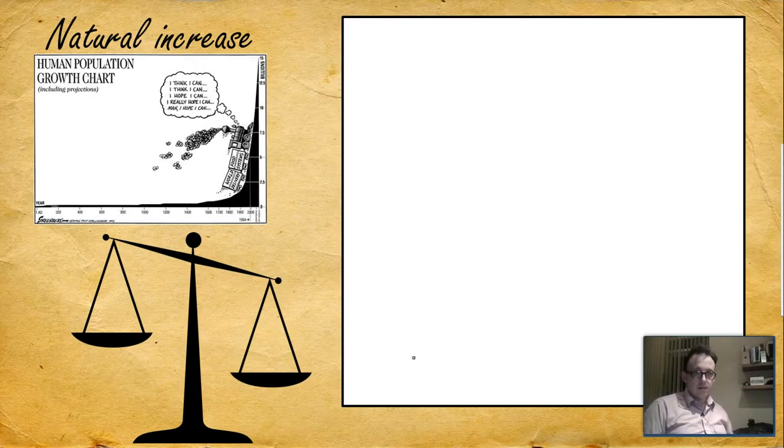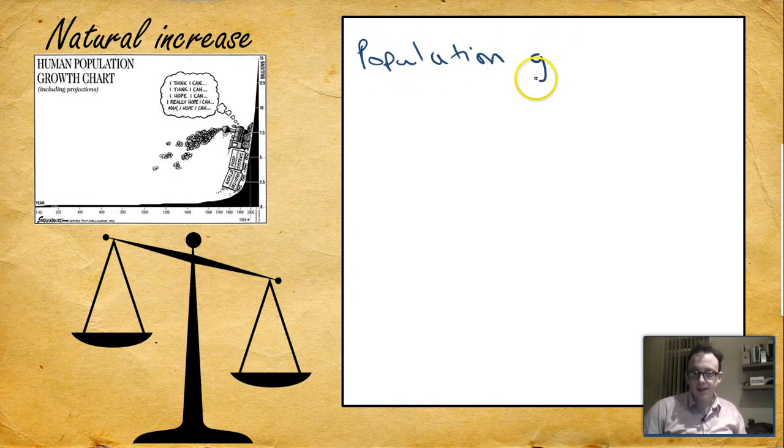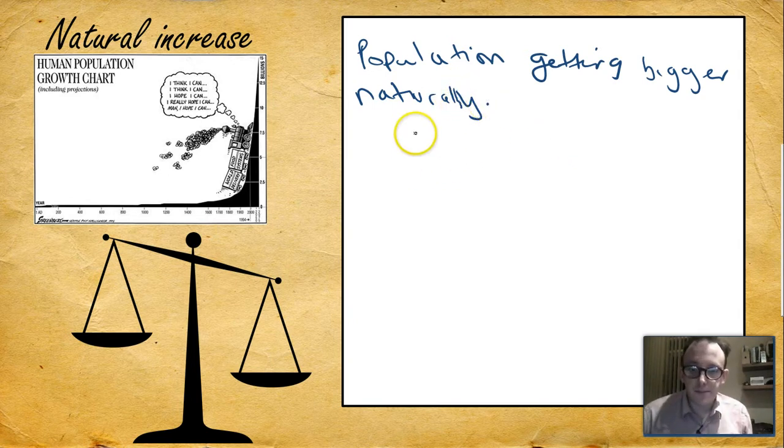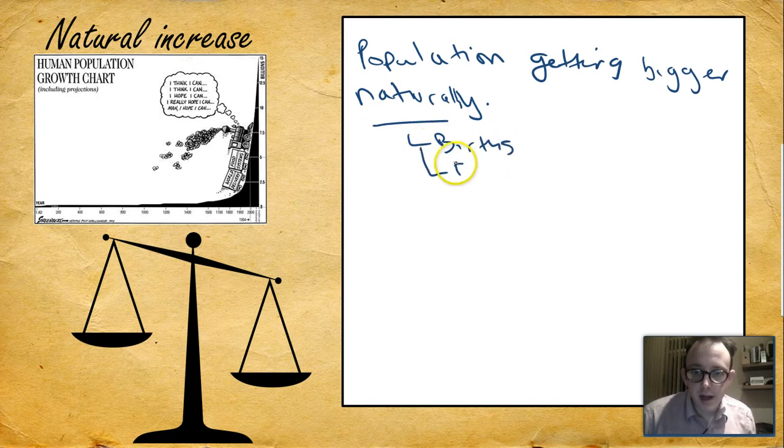We can show this in a little bit more detail here. We're going to talk about this one here, natural increase, population getting bigger. Okay, so natural increase is the population getting bigger naturally. Oh, it is late. It's getting on for 10 o'clock here. Getting bigger naturally. And by naturally I mean through births and deaths.